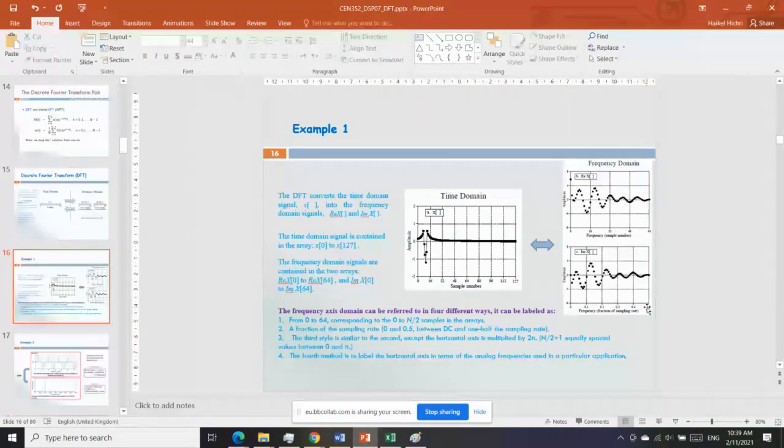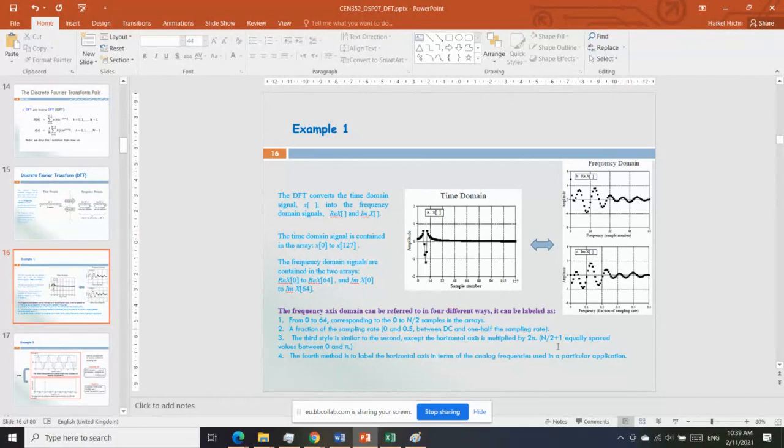We put 0.5 because it is half the sampling rate, since we said the spectrum repeats every sampling rate, every F of S. So each of these is half the sampling rate, 0.5. We can say it goes from 0 to 0.5, and here of course the axis is the frequency, a fraction of the sampling rate. Here it's just a sample number.